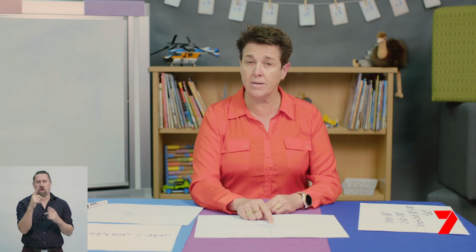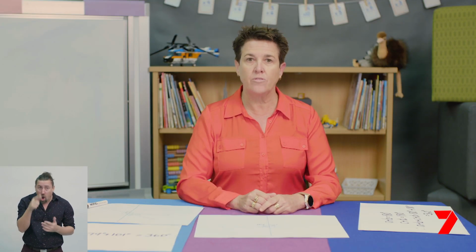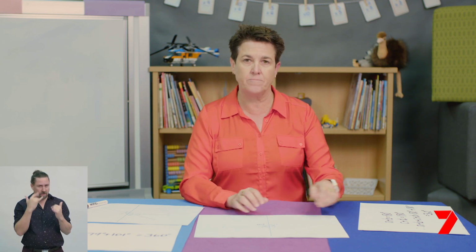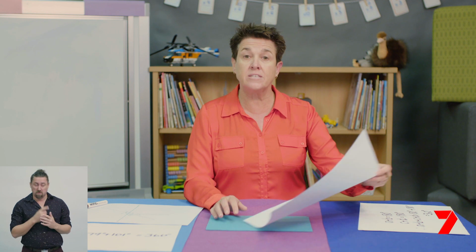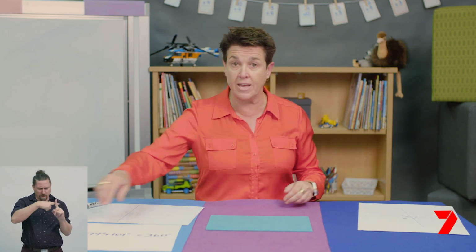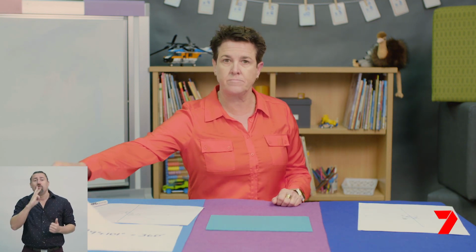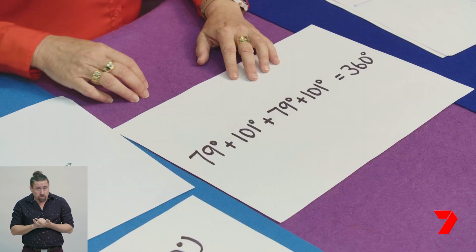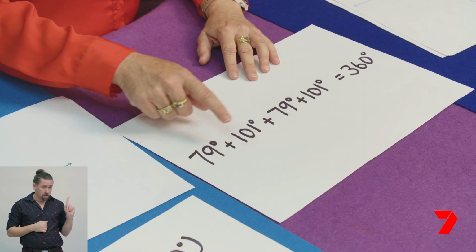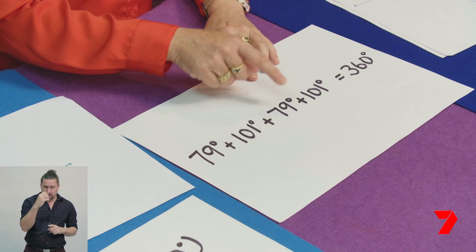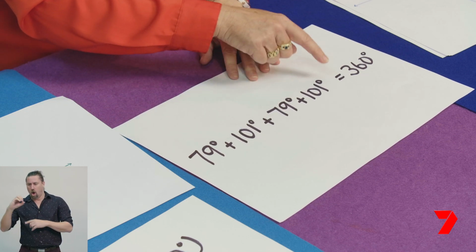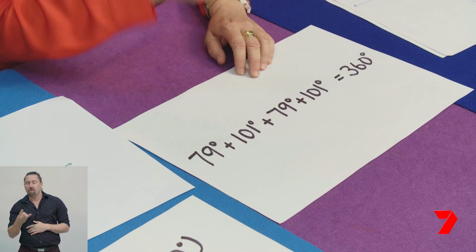How do we know we're correct? It's always good to check the reasonableness of our answers. The best way we can check is to add the 4 angles and see if they add up to 360 degrees. Okay, 79 degrees plus 101 degrees plus 79 degrees plus 101 degrees equals 360 degrees. Great job.